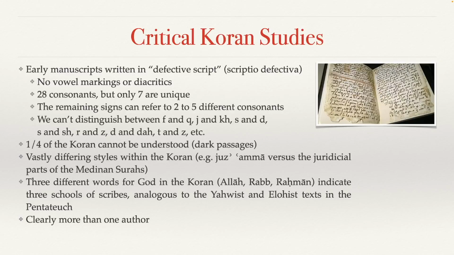On top of that, we have vastly different styles within the Quran. So for example, the Juz Amma versus the judicial parts of the Medinan surahs, they have a very different writing style, different vocabulary, different rhythm and flow to them. So it's fairly obvious that they cannot have been written by the same person. We also have 3 different words for God in the Quran. We have Allah, Rabb, and Rahman, indicating 3 schools of scribes analogous to the Yahwist and Elohist texts in the Pentateuch. So that's what's also commonly known as the documentary hypothesis for the Old Testament, and something similar is going on in the Quran.